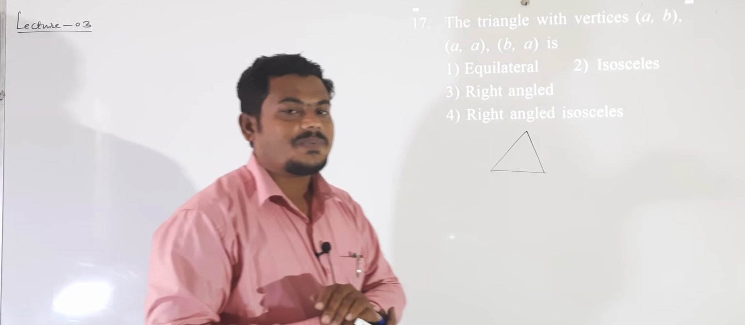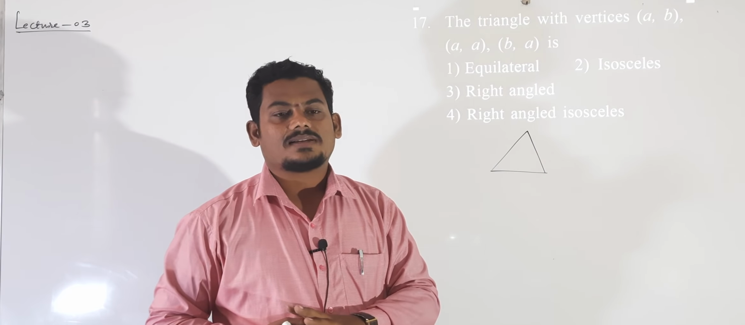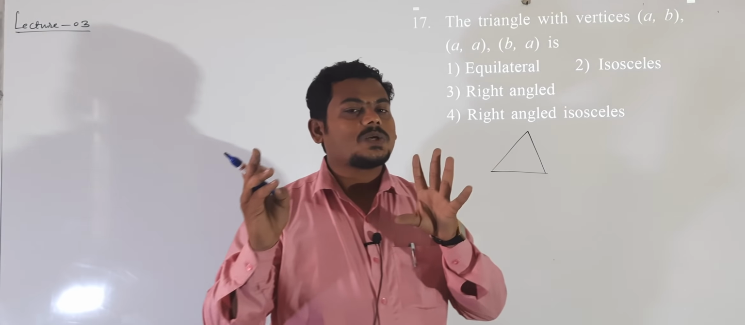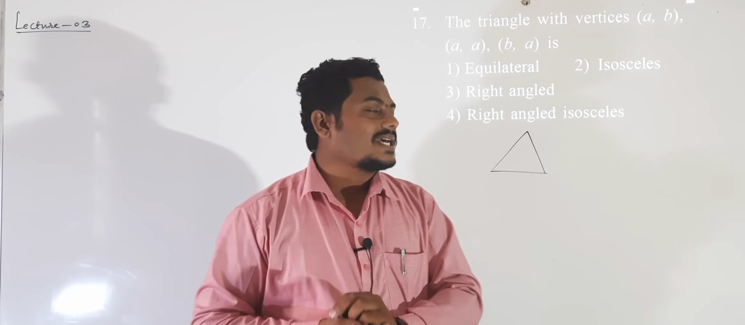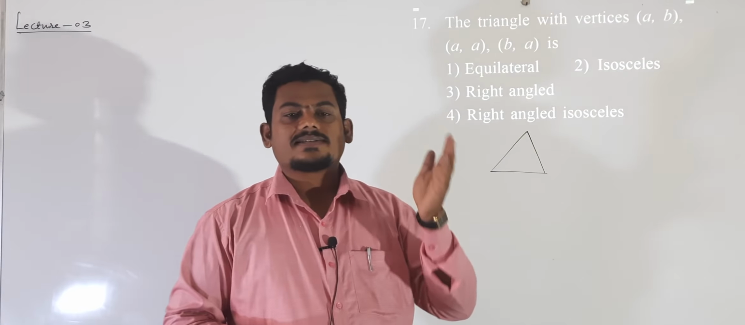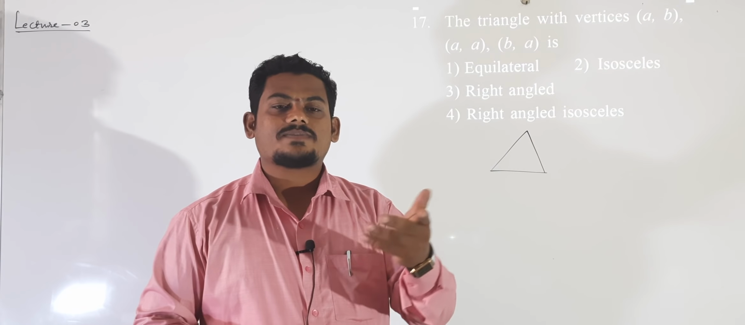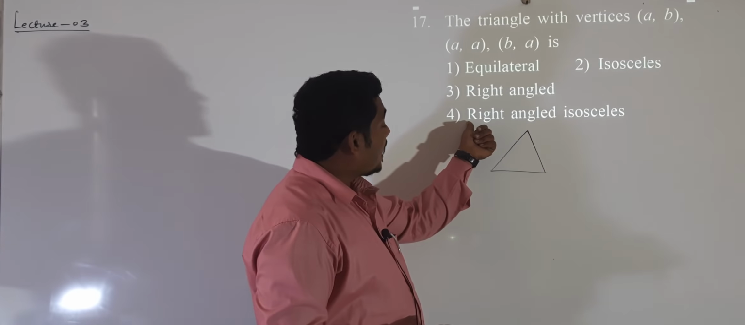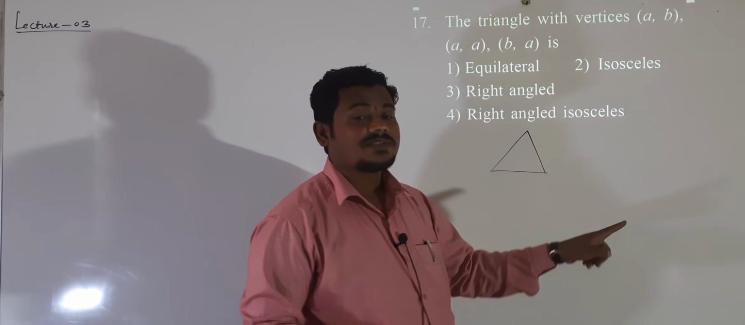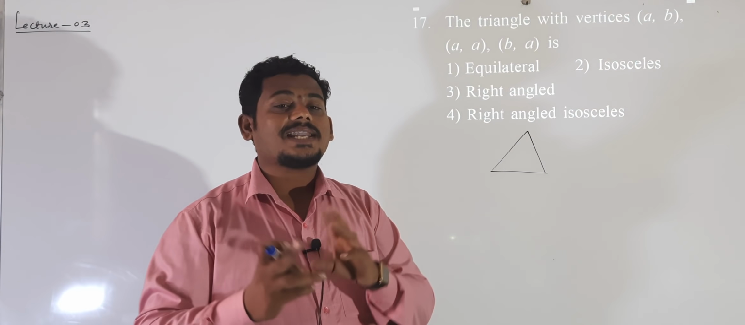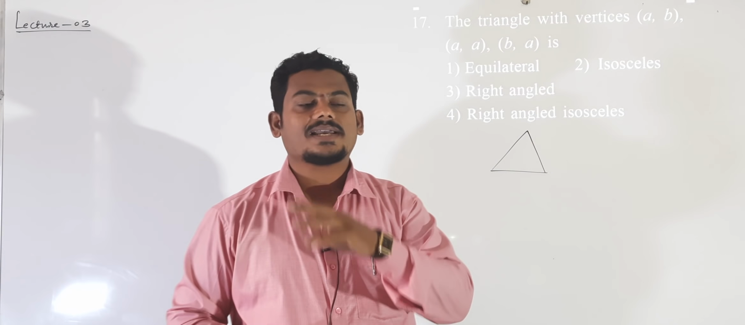Already you know the definition of an equilateral triangle. Equilateral triangle means all angles and all sides are equal. Isosceles means any two sides are equal. Right angled means the sum of squares of any two sides equals the square of the third side, just by using the Pythagoras theorem. Then right angled isosceles has two conditions: two sides are equal and one angle is 90 degrees. Isosceles as well as right angled, right?